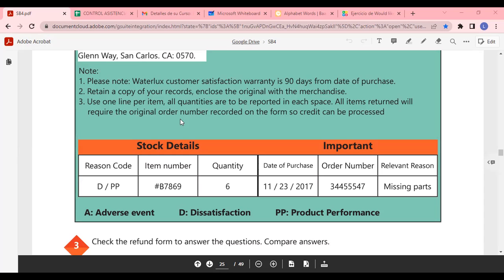Tenemos, and also remember that for the refund policy, we have to have the date of purchase, right? We need to know that. Cuando hay una área de, o hay una refund, siempre se tiene en cuenta la fecha de compra, ¿verdad? It's very, very important. And then, also, it says here the order number, relevant reasons, el número de orden, y por qué se está, like the reason, right? It's being refunded, like the change. Obviamente, como estábamos hablando ayer, ¿verdad?